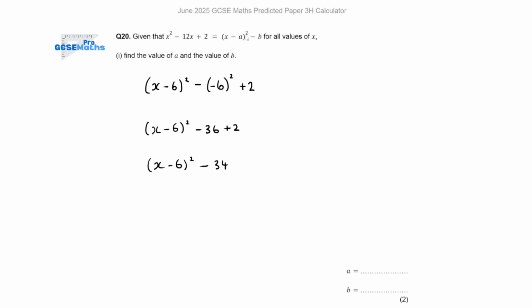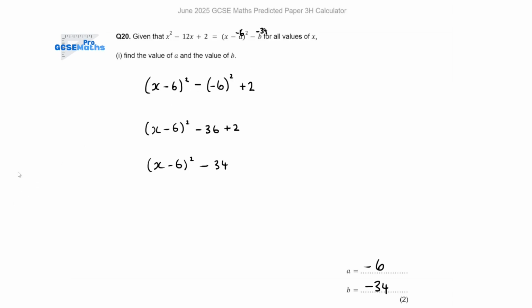Now, this question is slightly different to the one we looked at with algebraic fractions. They've already accounted for the negatives. You see that? Negative 6, negative 34. They've already accounted for the negatives. So for my a value, I'm just going to write 6 and b 34. Because if I wrote negative 6, negative 34, it would technically, if you were to sub it in, do you see how that would be wrong? It would be a double negative.